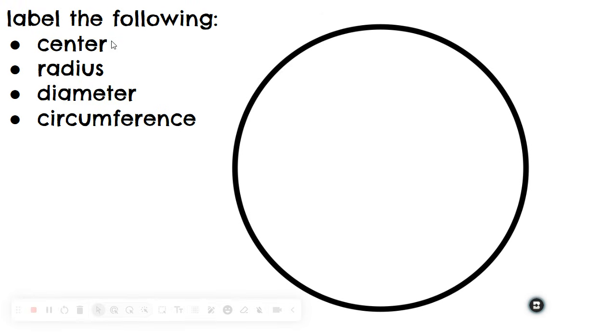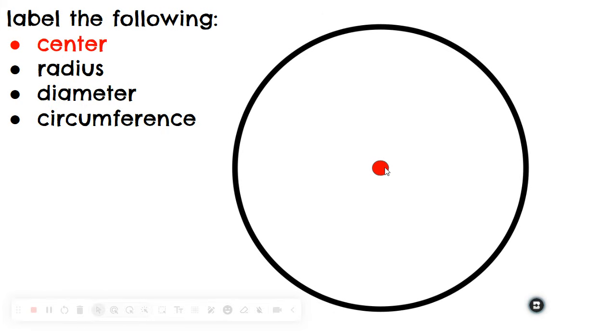Let's first label the center. As mentioned in the video, the center can also be referred to as the origin. The center is exactly what it is, or exactly how it's stated. It is the center of the circle. This center is extremely important whenever we are identifying where our radius and diameter would go.